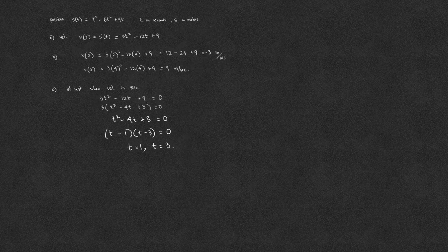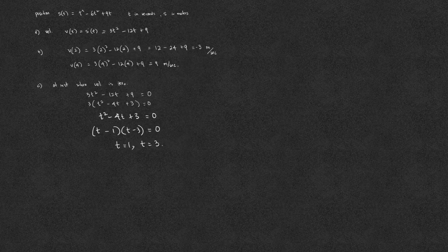Next, when is the particle moving forward? The particle is moving forward when the velocity is positive. To solve this, we draw the number line and label where the velocity is 0, at first 1 and 3. And then we check the sign of this velocity function. So this is the sign of the velocity.